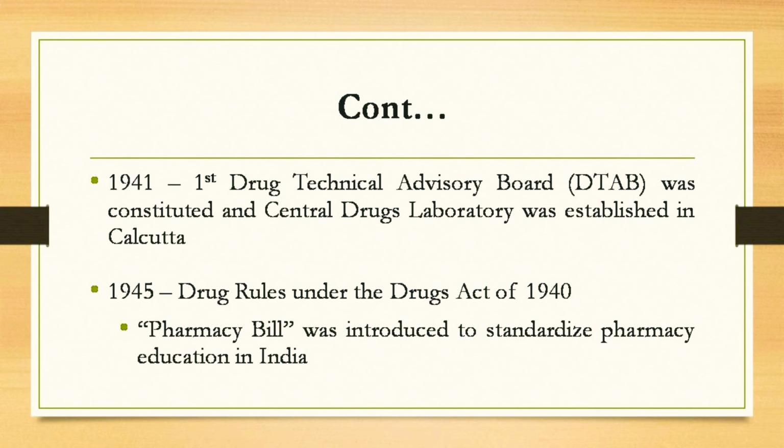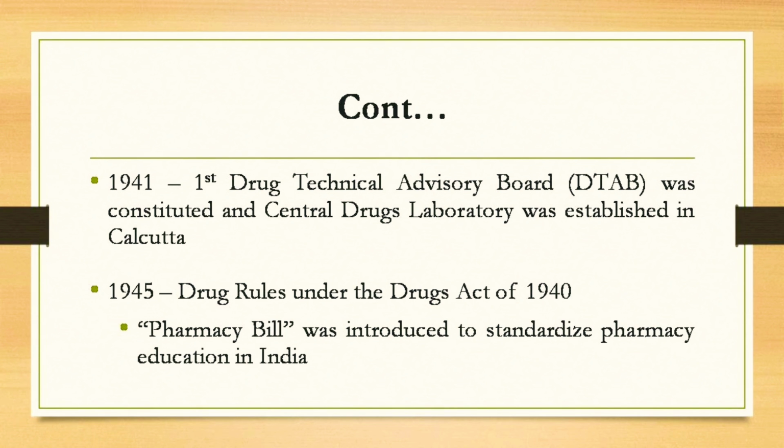In 1941, 1 year after the introduction of the Drugs Act, the first Drugs Technical Advisory Board, DTAB, was constituted. Apart from this, a Central Drugs Laboratory was also established in Calcutta. In 1945, drug rules were given under the Drugs Act of 1940, which means these rules were introduced 5 years after the Drugs Act.